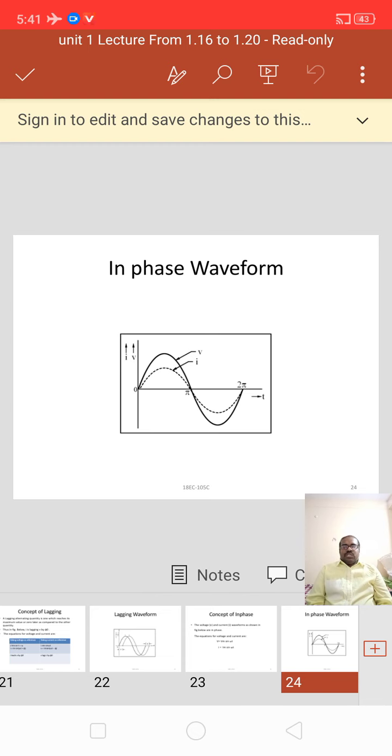The in-phase waveform is shown in the figure, with voltage and current on the y-axis and angular values on the x-axis. See here, both V and I start from the same point and end at the same point, that is, the time period and peak value are the same, and the angle values are also the same, that is, 0. It starts at 0 and completes at 2 pi or 360 degrees.